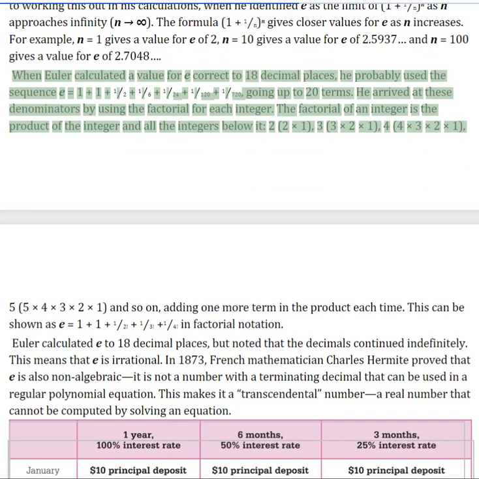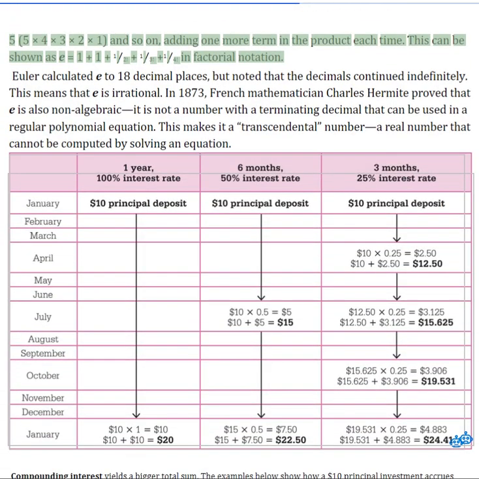When Euler calculated a value for e correct to 18 decimal places, he probably used the sequence e equals 1 plus 1 plus 1/2 plus 1/6 plus 1/24 plus 1/120 plus 1/720, going up to 20 terms. He arrived at these denominators by using the factorial for each integer. The factorial of an integer is the product of the integer and all the integers below it, 2, 3, 4, 5 and so on, adding one more term in the product each time. This can be shown as e equals 1 plus 1/1! plus 1/2! plus 1/3! plus 1/4!, in factorial notation.